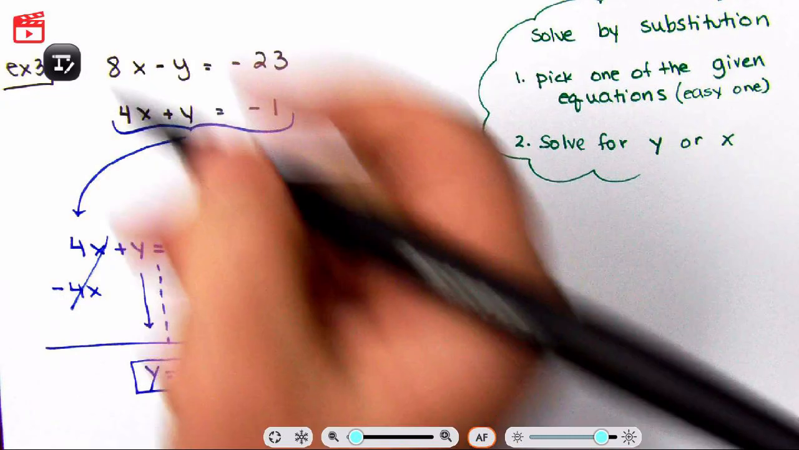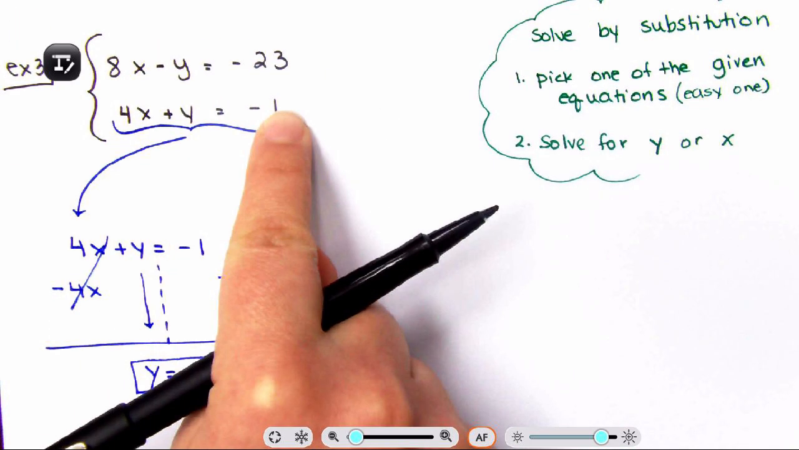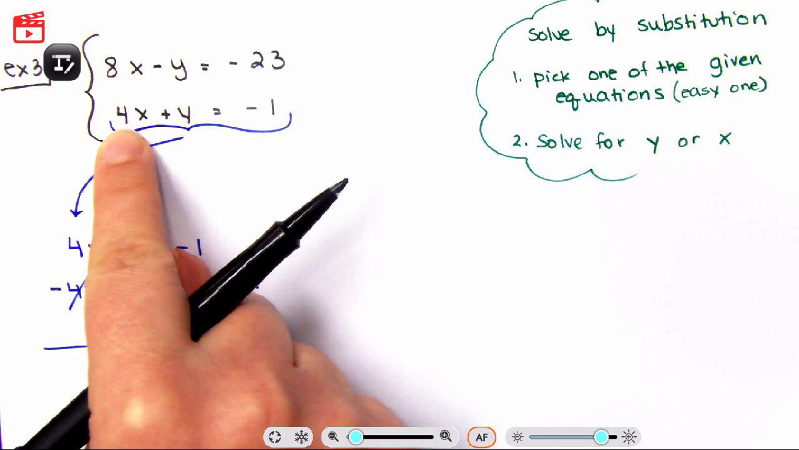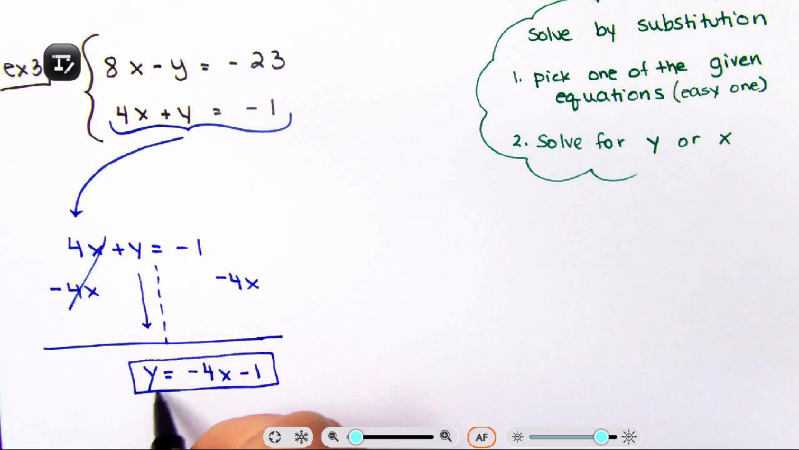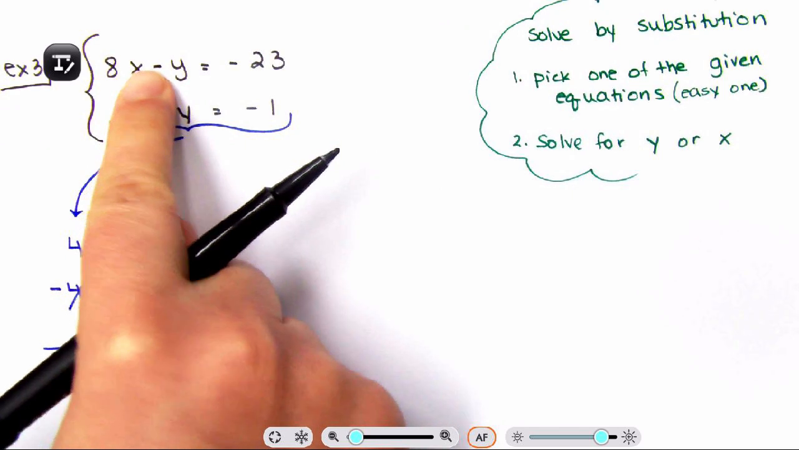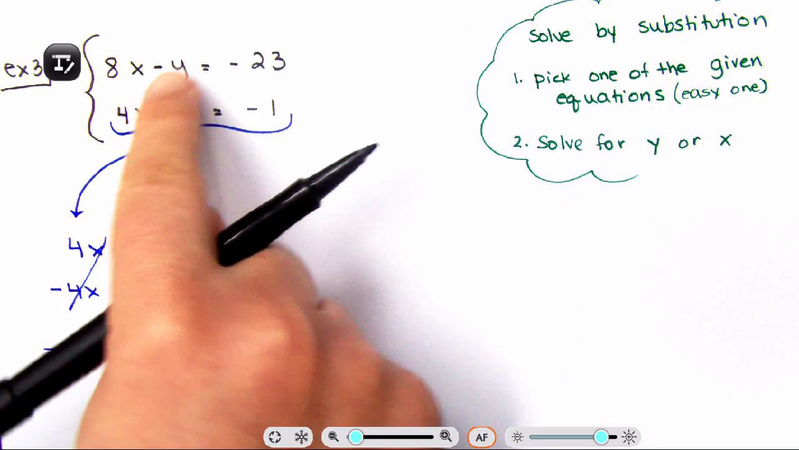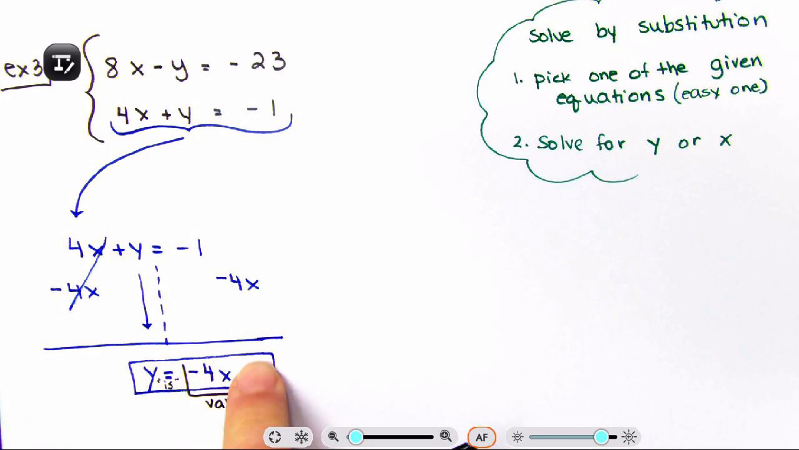Here's our two equations that were given. We have altered the second equation to have y is. Remember, equals means is. Because we have y is, now we can substitute a value in. So here's our value, our negative 4x minus 1. We can substitute this value into our y for our top equation.